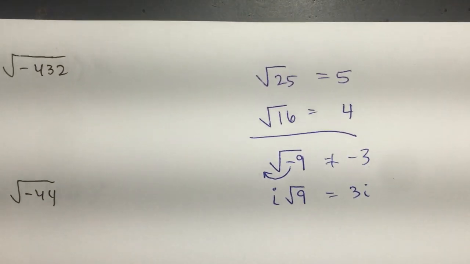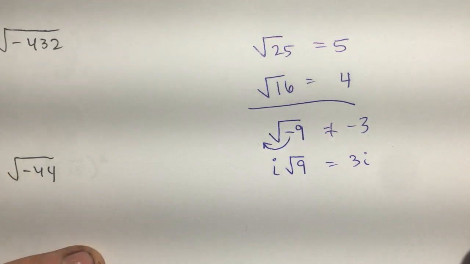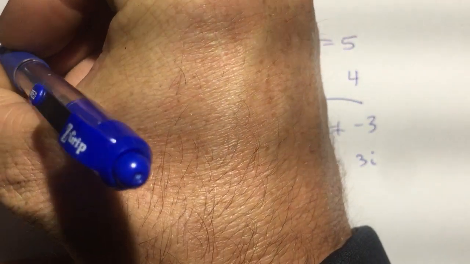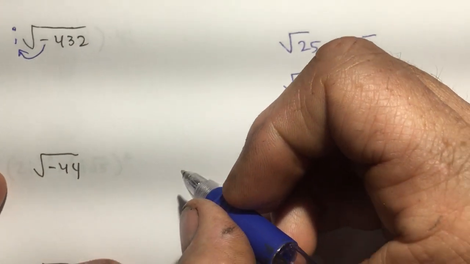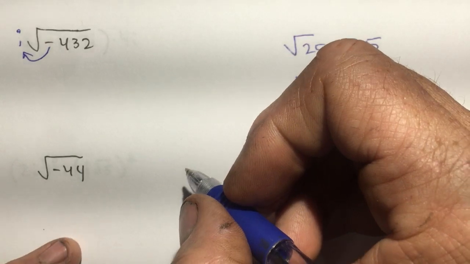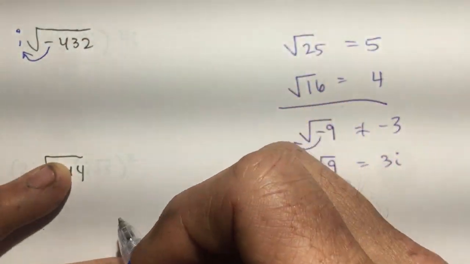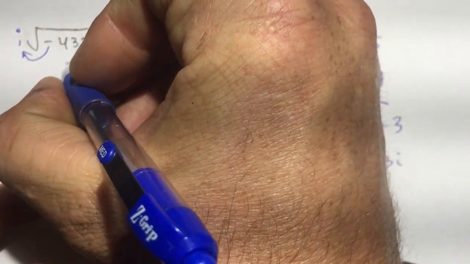All right, let's look at this first one. We got a few of these problems here that I already wrote down that we're going to work on. The square root of -432. Well, first off, this negative comes out and gives us an i. Okay. All right, then I want to see how this breaks down and see what comes out of it. So what I'm going to do is just break this down. I'm going to start with 2.